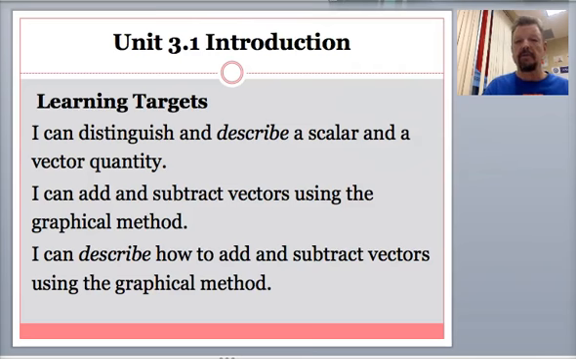The learning targets for today's unit include: I can describe and distinguish a scalar and a vector quantity. I can add and subtract vectors using graphical methods. I can describe how to add and subtract vectors using graphical methods.